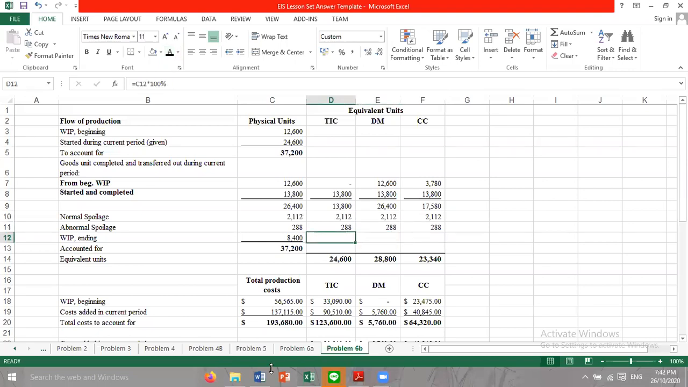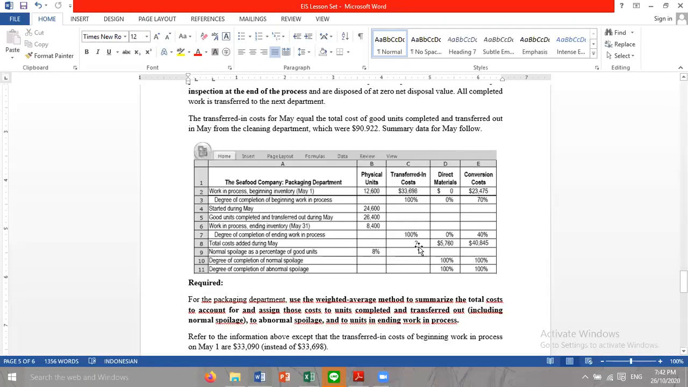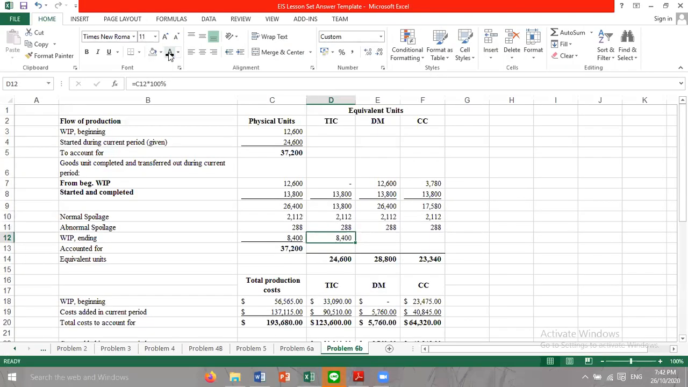Now for WIP ending, the same as weighted average before. We just need to multiply by degree of completion. In this case, it's 100%, 0%, and 40%. And we'll get a total of the equivalent units here. Once again, make sure accounted for equals to account for.